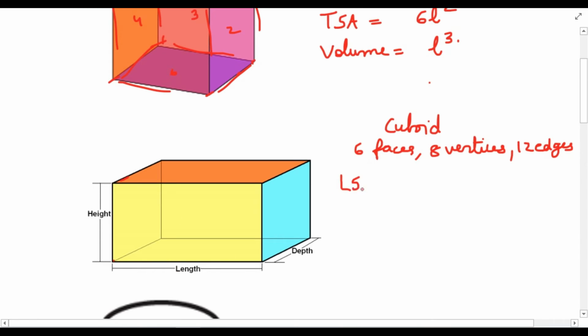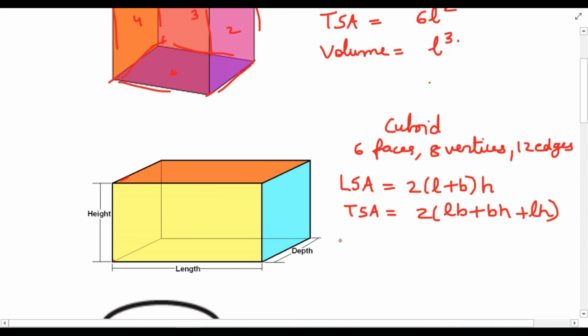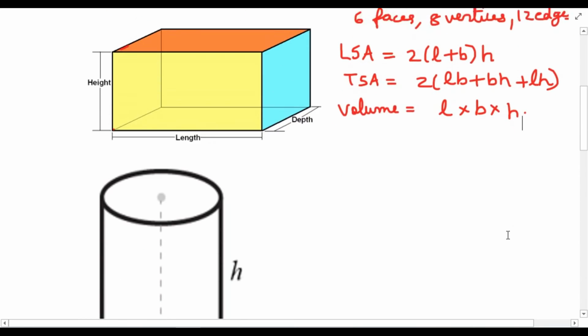The lateral surface area, LSA, is 2 into (L plus B) into H. The total surface area is 2 into (LB plus BH plus LH), and the volume of a cuboid is length into breadth into height. The next shape is the cylinder.